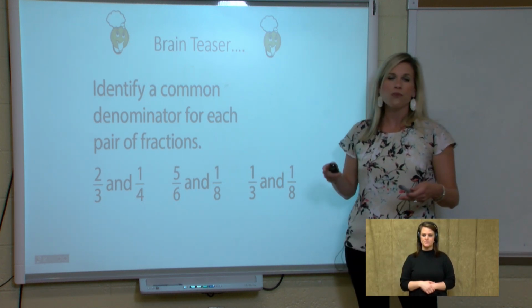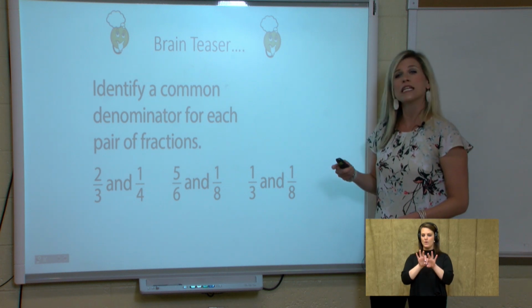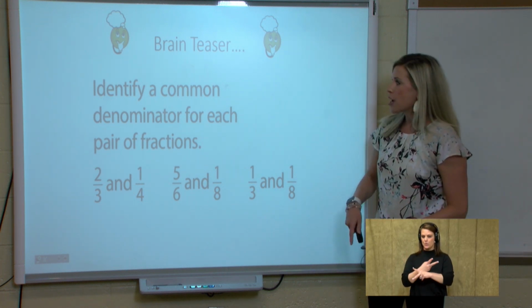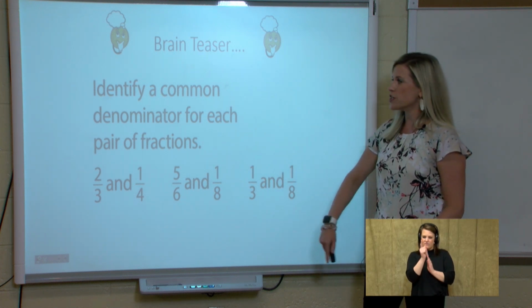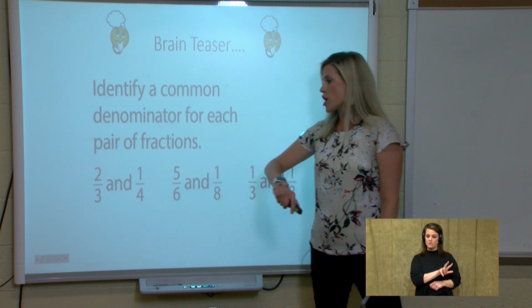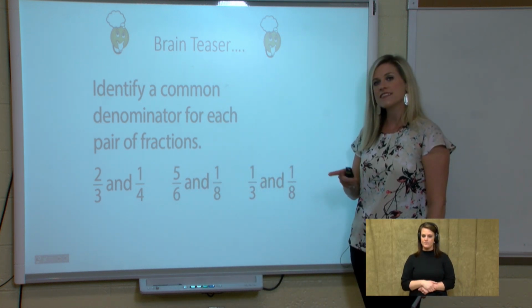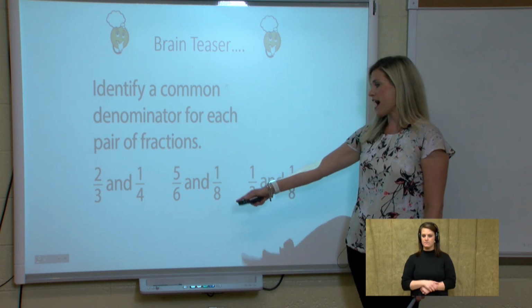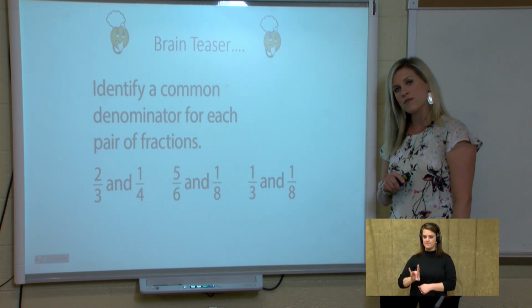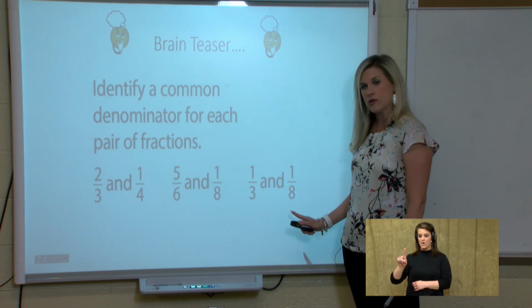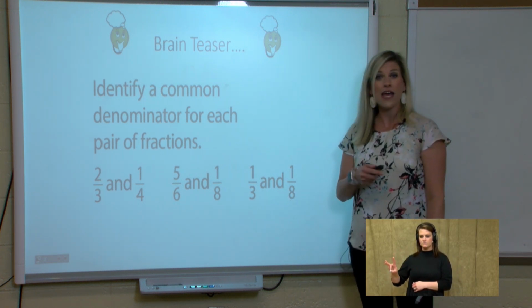This is going to be really important for you to be able to quickly choose common multiples for your denominators. So I want to give you just a few seconds. I want you to quickly look at this pair of fractions, 2/3 and 1/4, and find the lowest common denominator that they would have. I want you to look at 5/6 and 1/8 and tell me the lowest number they have in common. And then 1/3 and 1/8. Go ahead and do that now.